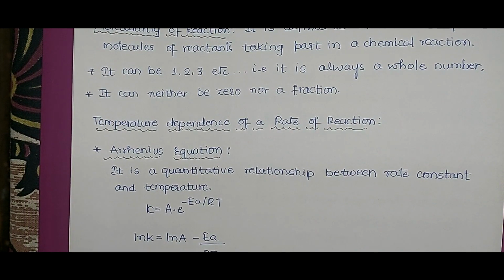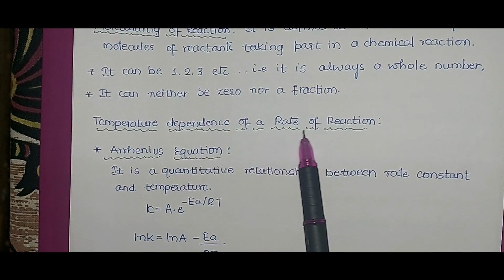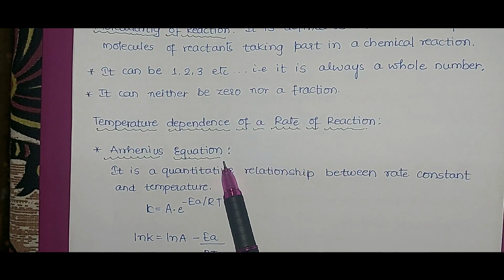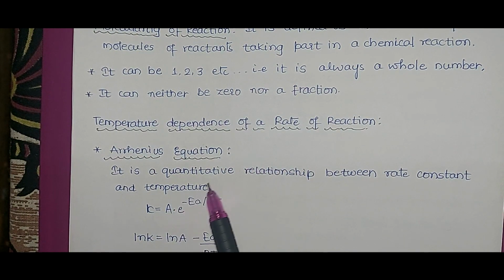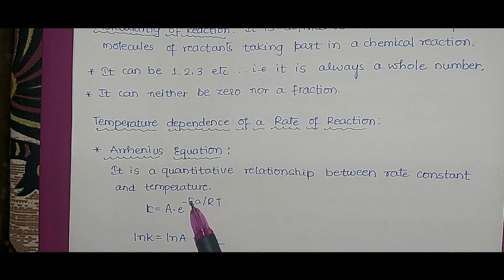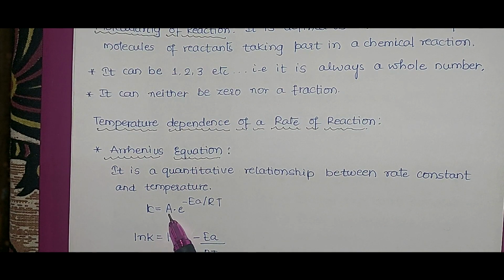Next, we'll consider how temperature affects the rate of a reaction. It is given by the Arrhenius equation. It is a quantitative relationship between rate constant and temperature given by the equation k = A e^(-Ea/RT), where k is rate constant, A is Arrhenius factor or frequency factor, Ea is activation energy, R is universal gas constant, and T is temperature in Kelvin.